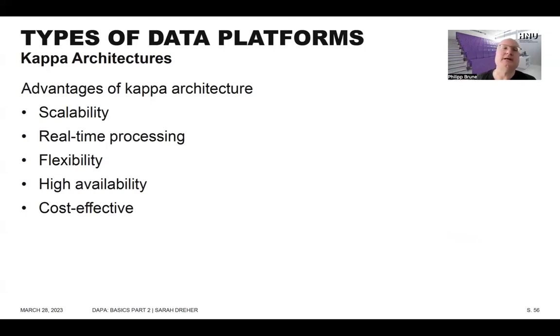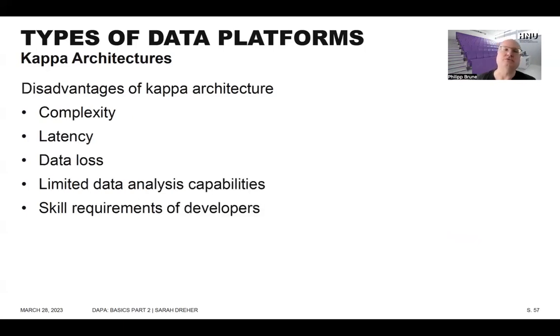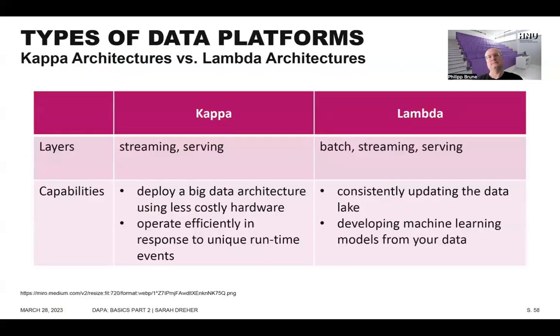So the Kappa architecture is like a Lambda architecture without the batch part, or with a reduced batch part. So here you see the comparison. The advantage of the Kappa architecture is that you have reduced costly hardware, you have only one paradigm, and you would map everything to a stream, whereas the Lambda architecture would keep two different ways of processing data, depending on its nature.